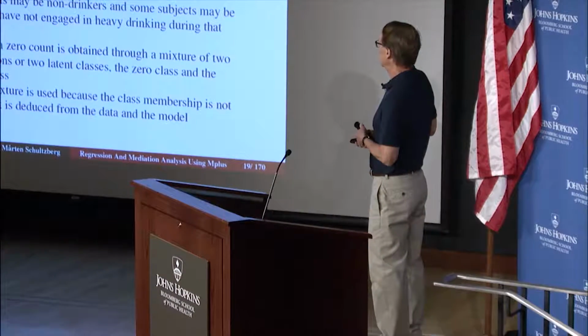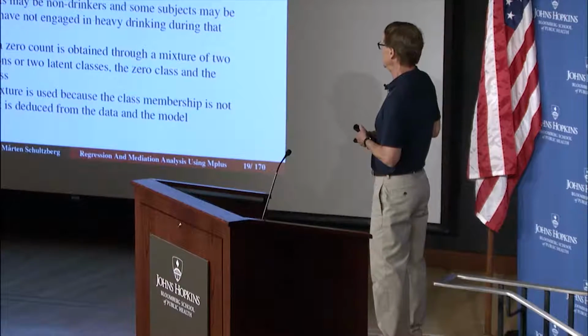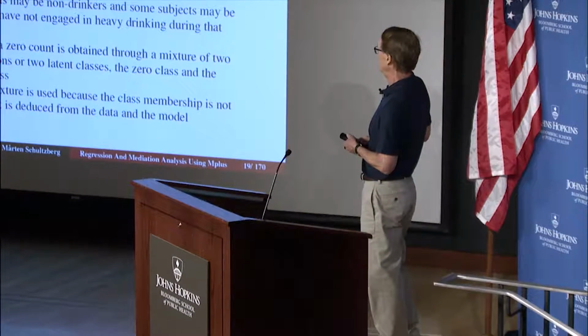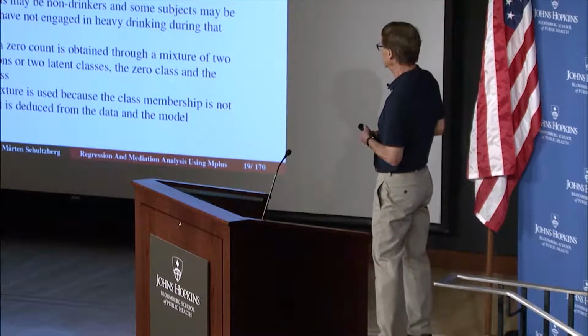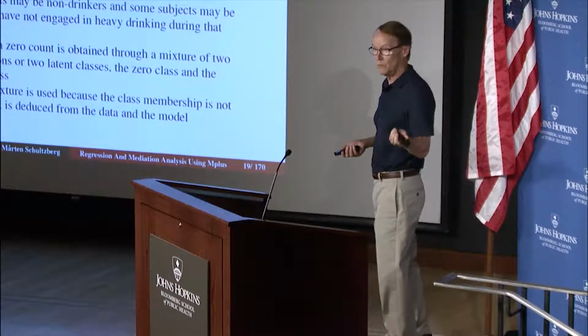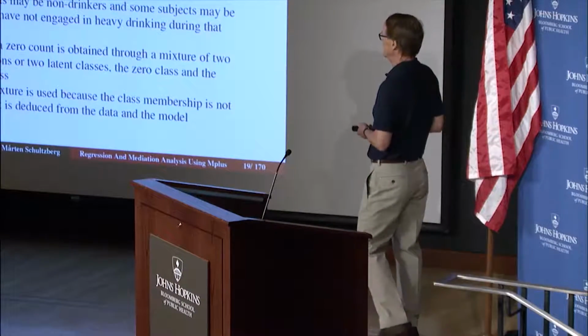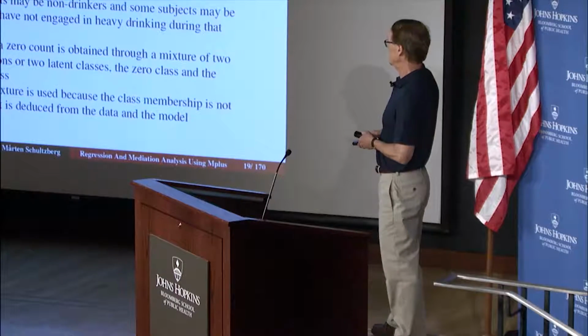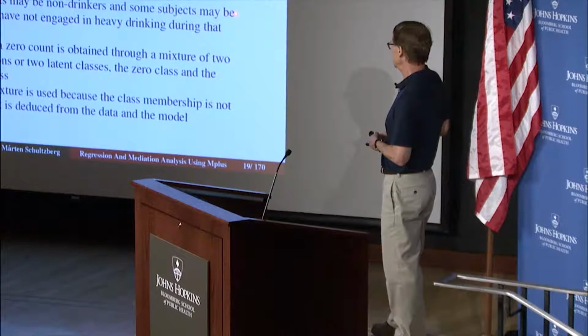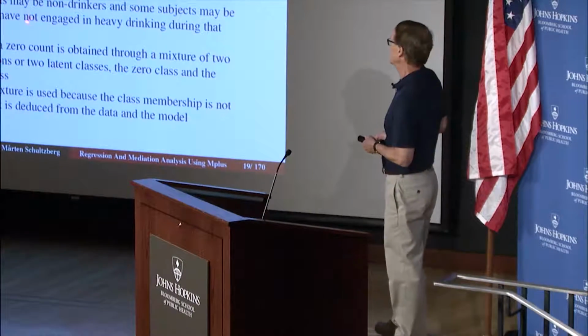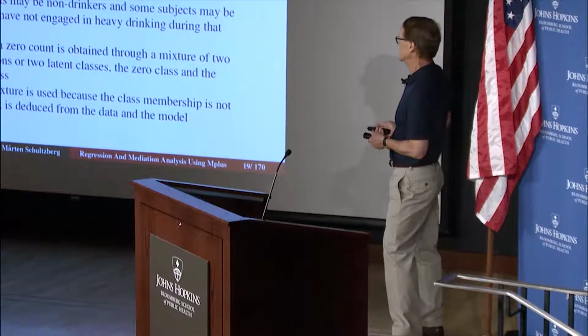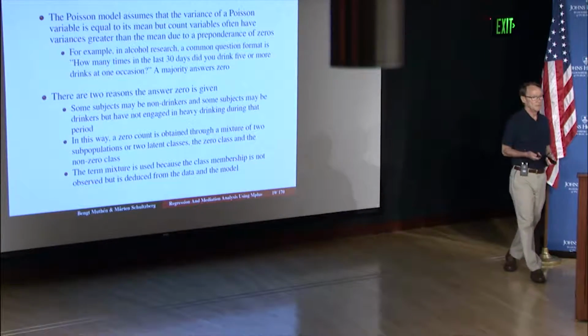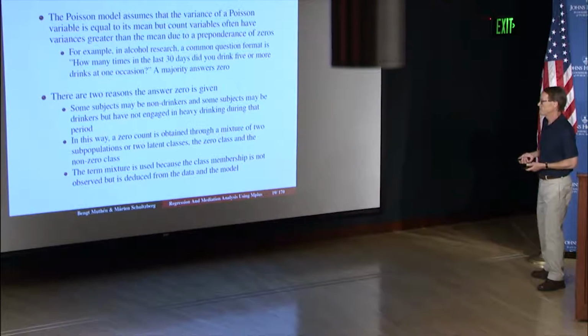So take an example. In alcohol research, a common question format is how many times in the last 30 days did you drink 5 or more drinks at one occasion? The majority answered 0. Now we want to think about that. There are 2 reasons for the answer 0. Some subjects may be non-drinkers, and some subjects may be drinkers but have not engaged in heavy drinking during that period. So if you observe 0, it could be for 2 different reasons.